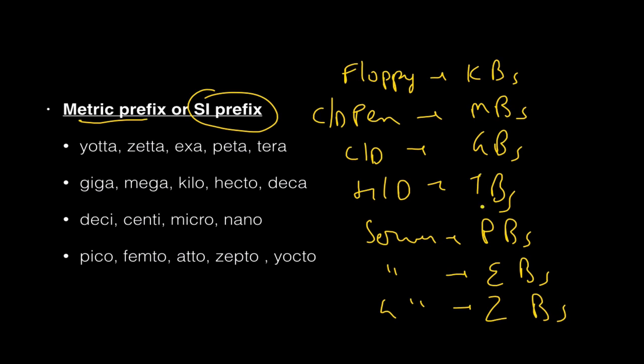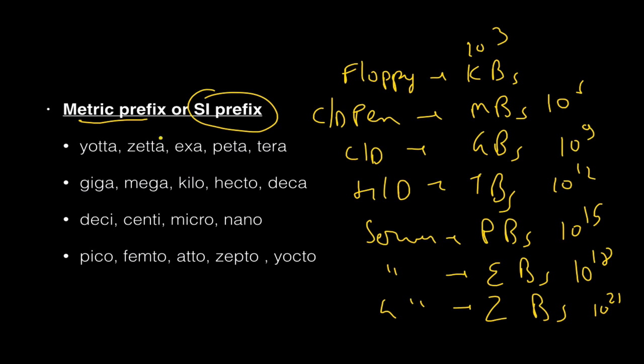So kilo means 10 to the power 3, mega means 10 to the power 6, giga means 10 to the power 9, tera means 10 to the power 12, peta means 10 to the power 15, exa means 10 to the power 18, and zetta means 10 to the power 21. It might be asked sometime, it's always good to remember them. And yotta is 10 to the power 24. So at least remember giga, tera, peta, exa, these are all very common.